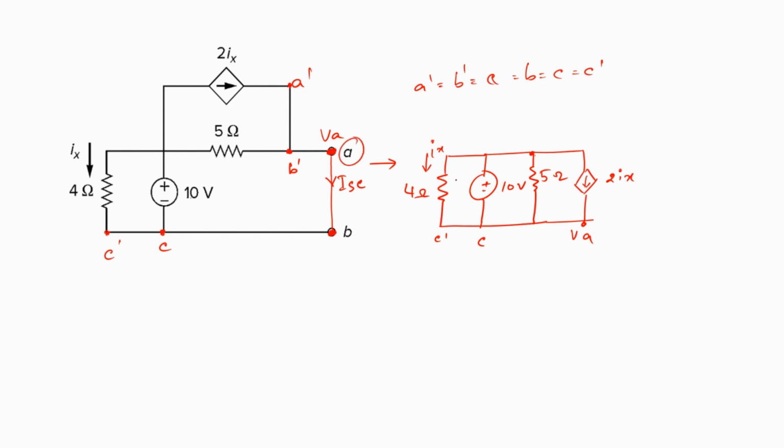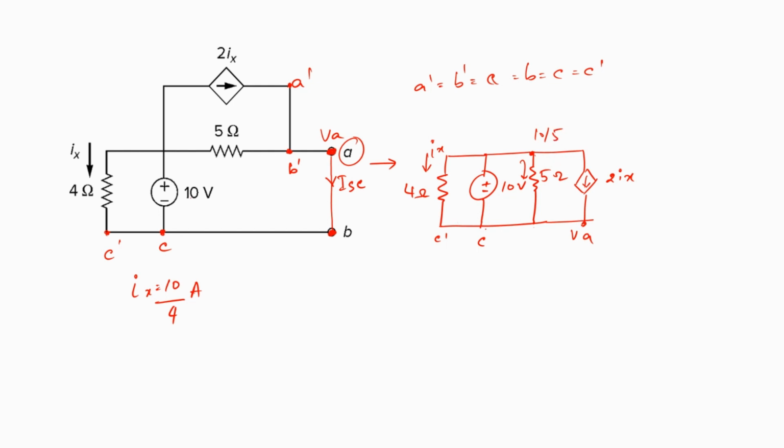So, how do we progress? In this case, first let's compute the value of Ix. Ix is nothing but the current flowing through this 4 ohms resistor, which is 10 divided by 4. Why? Because the voltage across this 4 ohms is nothing but 10 volts. So, therefore, Ix is equal to 10 divided by 4 amps. Again, the 5 ohms is also connected across this 10 volts voltage source. So therefore, I can say that the current flowing through this is also going to be 10 by 5.